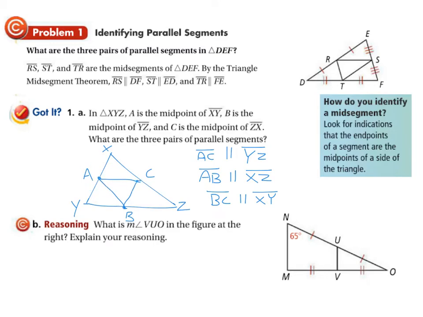Mid-segment AC is going to be parallel to that side, YZ. AB right here is going to be parallel to this side, XZ. And BC right here is going to be parallel to this side, XY. You could call it YX or XY. There you go. Hopefully you should see that.